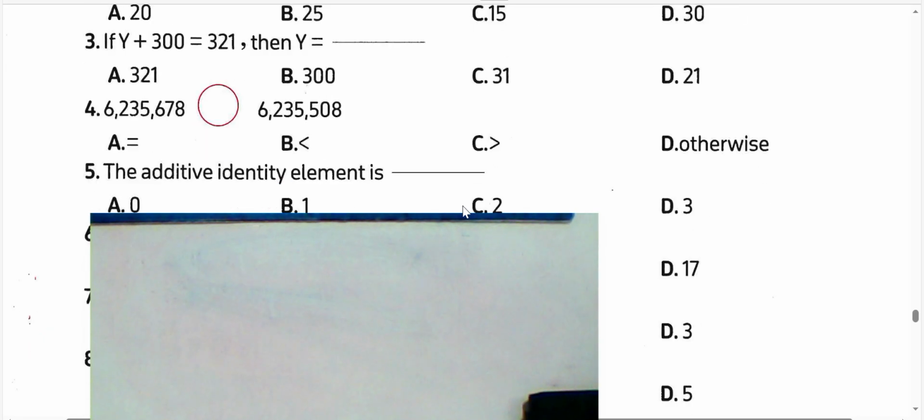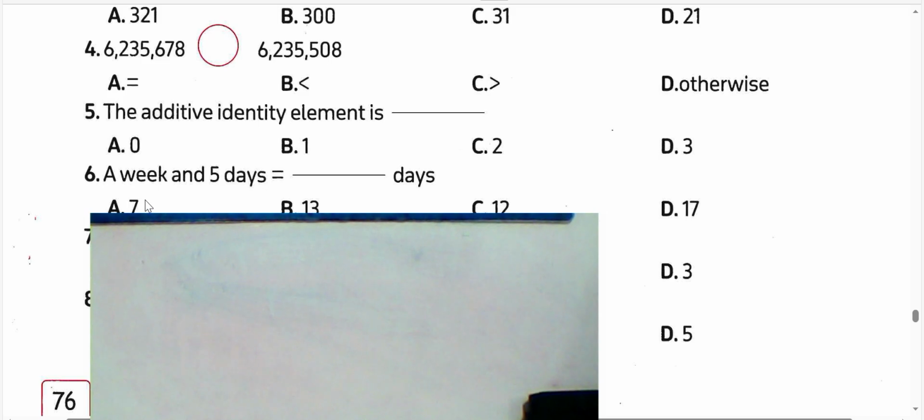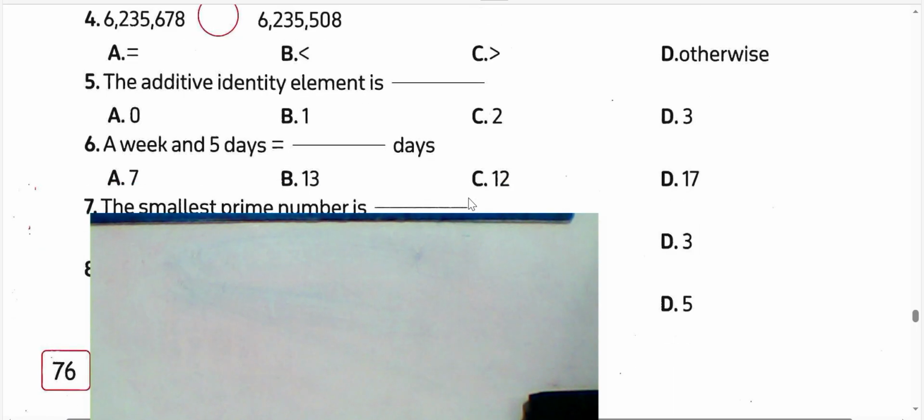Next question. The additive identity element is 0. 0 is the additive identity because 0 plus a number equals the same number. Choose letter E. A week and 5 days. We know 1 week equals 7 days. 7 plus 5 is 12. The answer will be letter C.